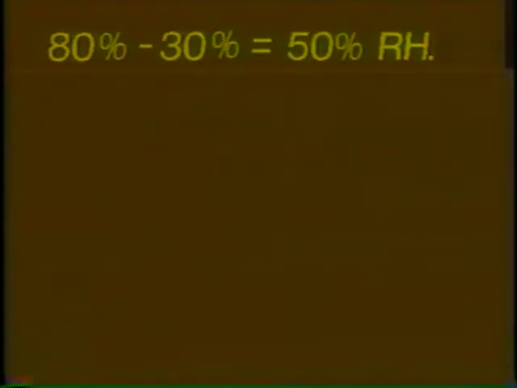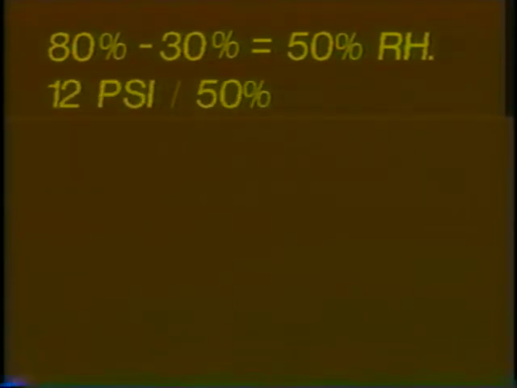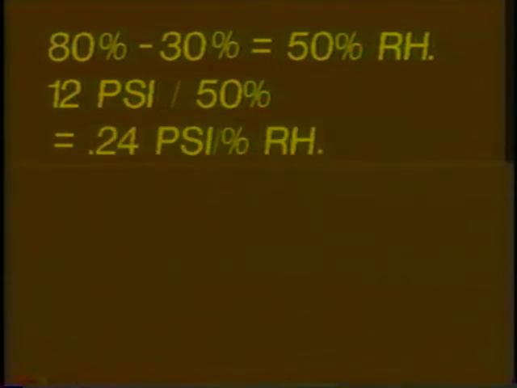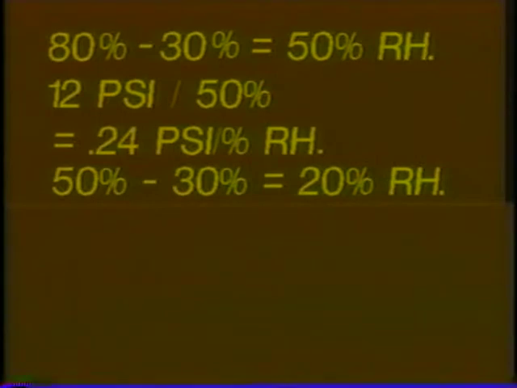In problem number 2, the range was identified as 30 to 80% relative humidity, resulting in a span of 50% RH. 50% divided into the 12 psi pressure change yields a sensitivity of 0.24 psi per percent relative humidity. Next, we must calculate the difference between the bottom of the range and the actual sensed humidity. 50 minus 30 equals 20% RH.